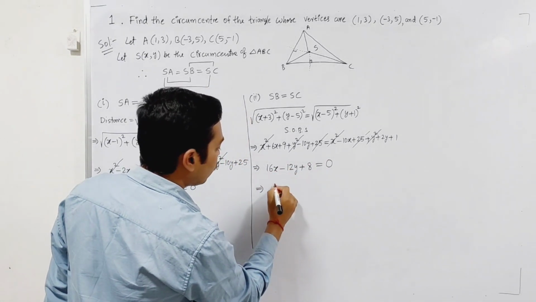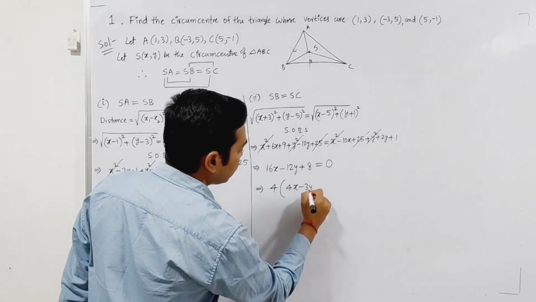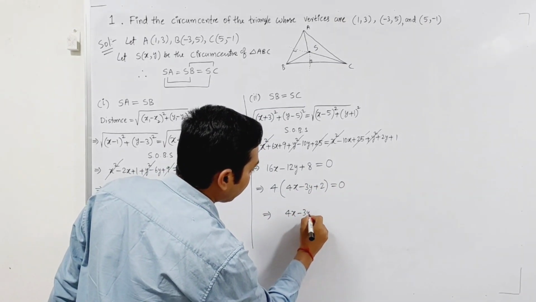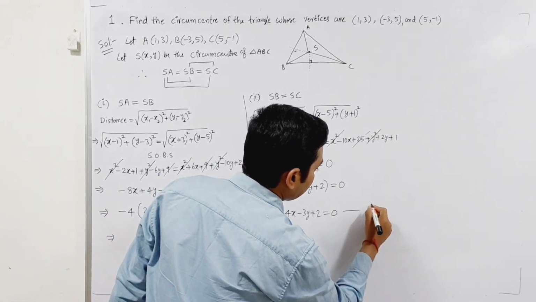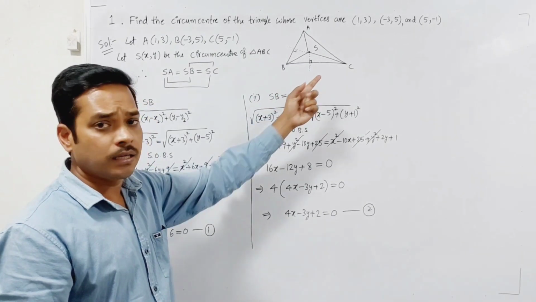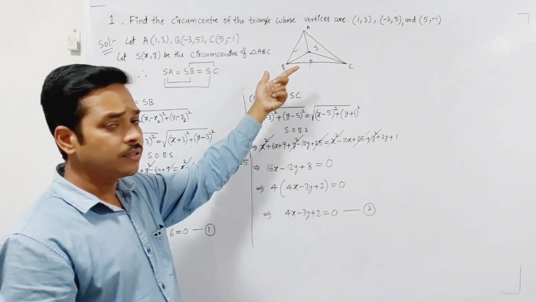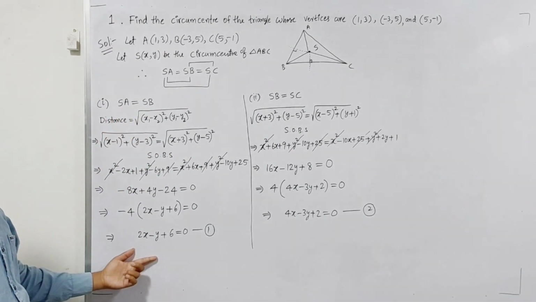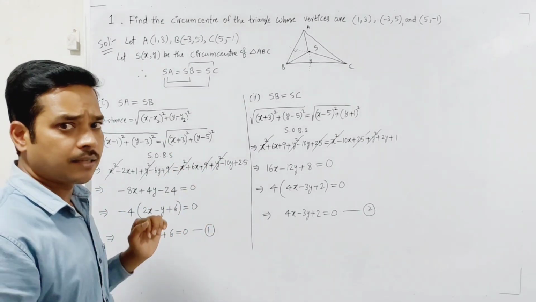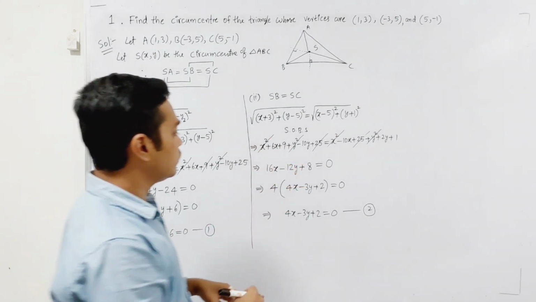From these terms, take 4 common. Take 4. What are the remaining terms left? Here 4x, here minus 3y, here plus 2 equal to 0. So 4x − 3y + 2 = 0 is the second equation. This equation is nothing but the perpendicular bisector of side BC. Here we used SB is equal to SC. If we expand SB = SC, we get the perpendicular bisector of BC. If we expand SA = SB, we get the perpendicular bisector of side AB. Circumcenter is nothing but the point of intersection of any two perpendicular bisectors. No need to find the third perpendicular bisector. Big time waste.